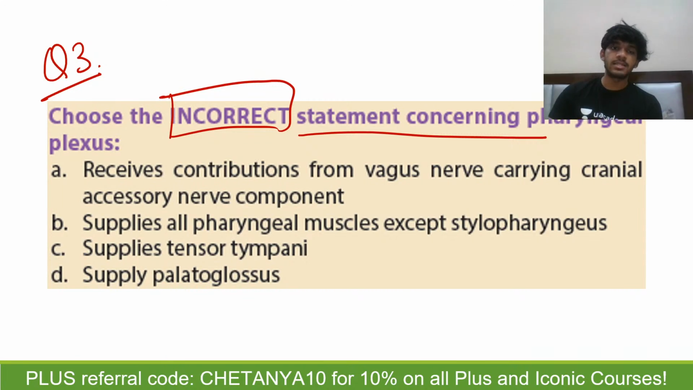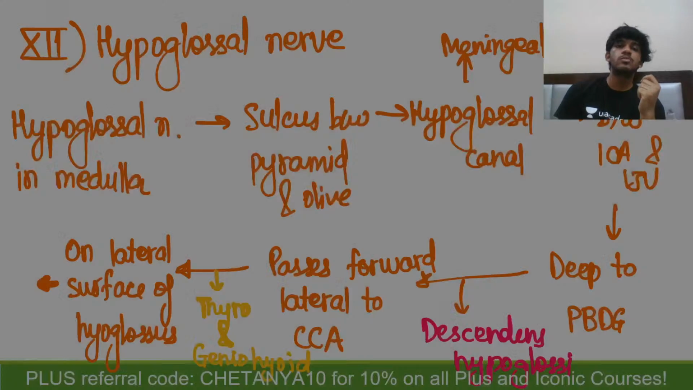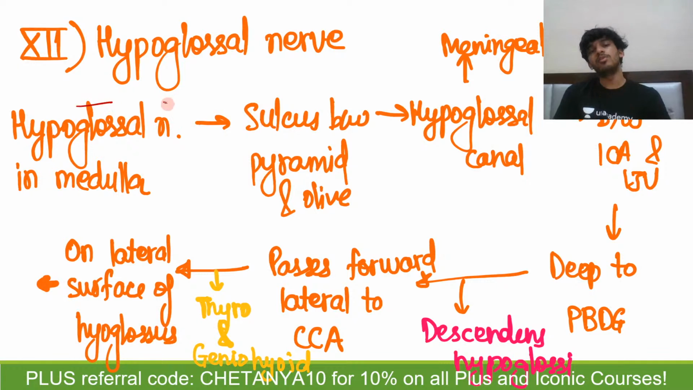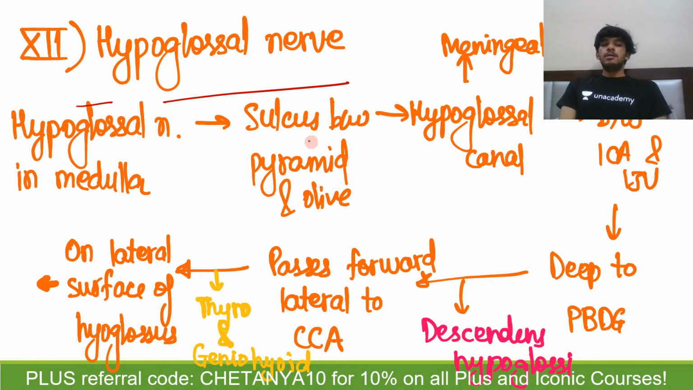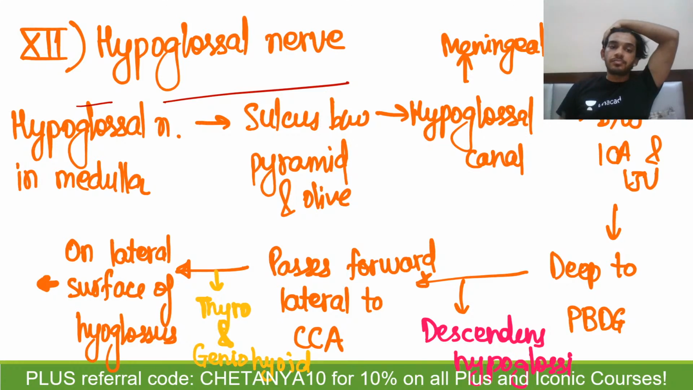Absolutely correct, Akash. Tensor tympani. So, like I told you, the tensors are going to be supplied by the mandibular division. Let's move to the hypoglossal nerve before we go to the further questions. The hypoglossal nerve arises from the medulla. It arises between the pyramids and the olives, है ना? अभी हमने जो diagram बनाया था, right? Mishti is also right.